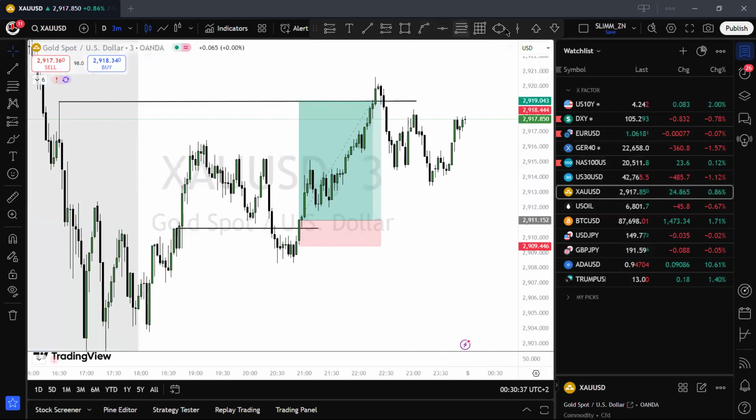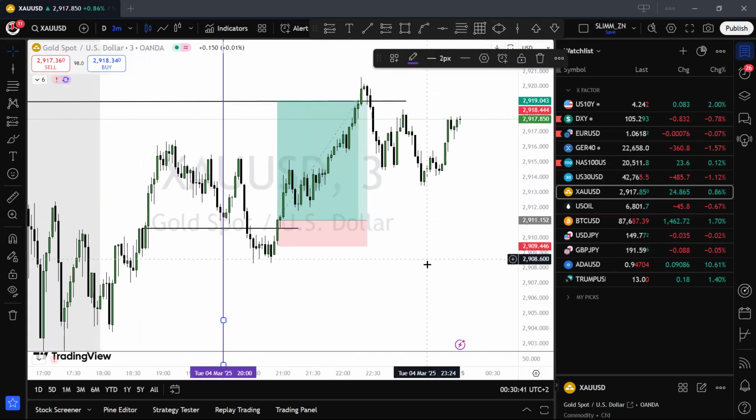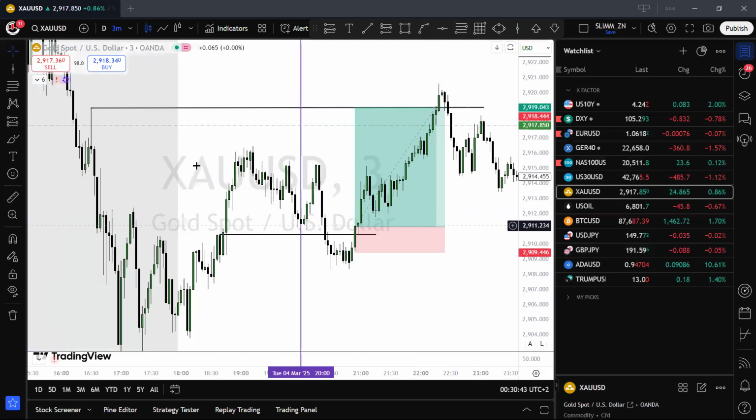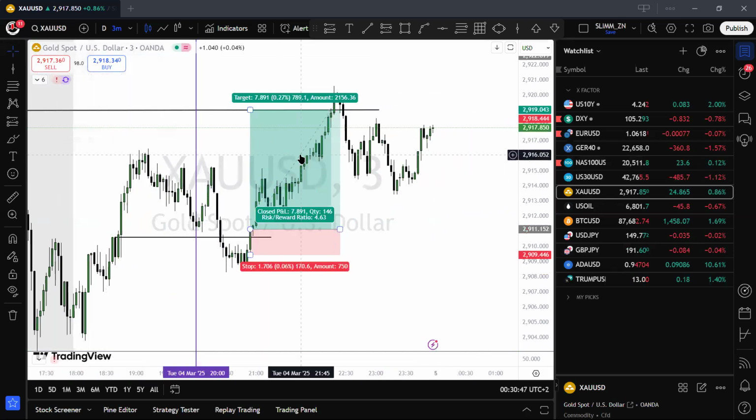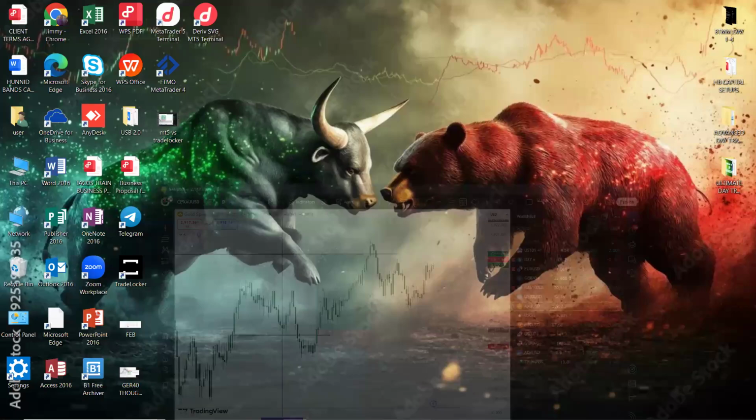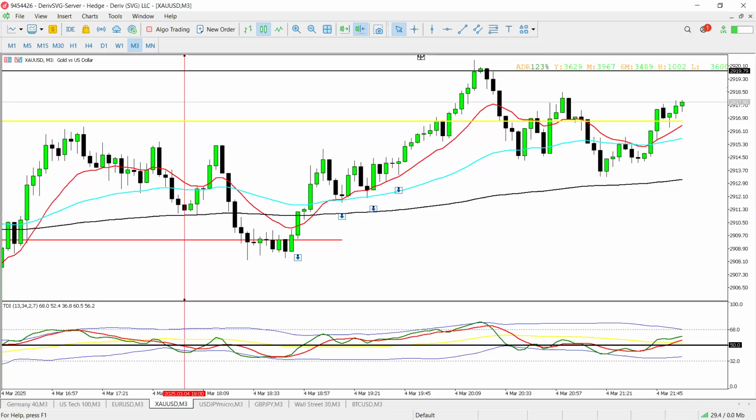So you can see here I had not marked the time. 8 p.m. was right there. So there you can see the setup, and we were aiming for the liquidity above this area here for a 1:4 risk to reward ratio. So I hope this is making sense.